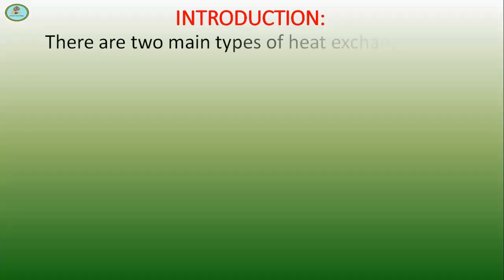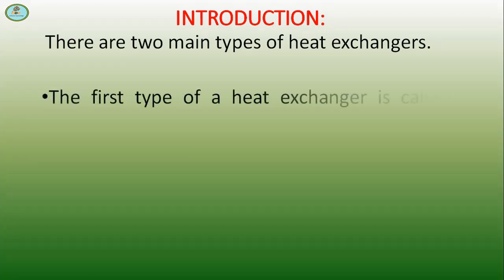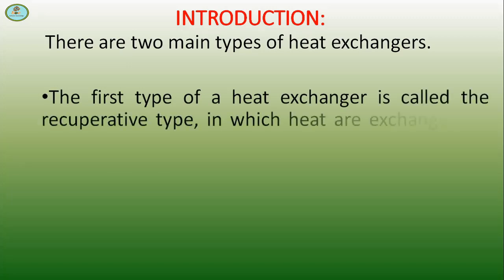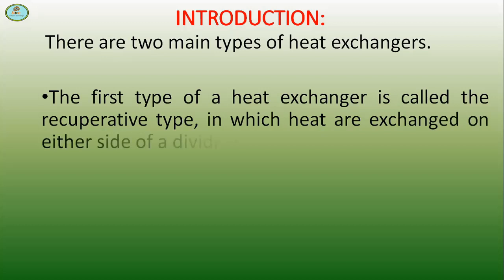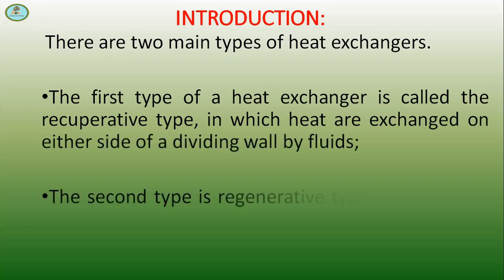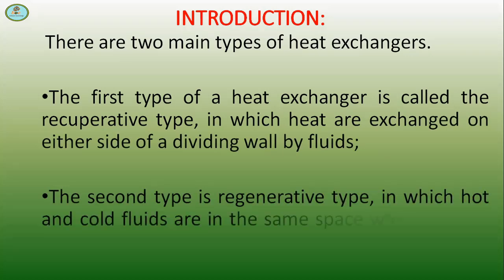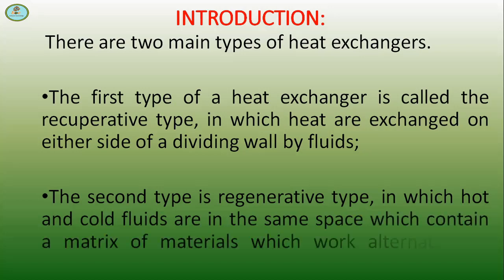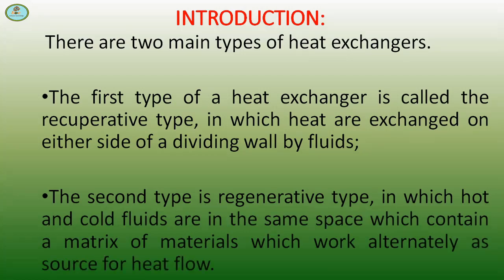There are two main types of heat exchangers. The first type is called the recuperative type, in which heat is exchanged by fluids on either side of a dividing wall. The second type is the regenerative type, in which hot and cold fluids are in the same space, which contains a matrix of materials which work alternately as a source of heat flow.